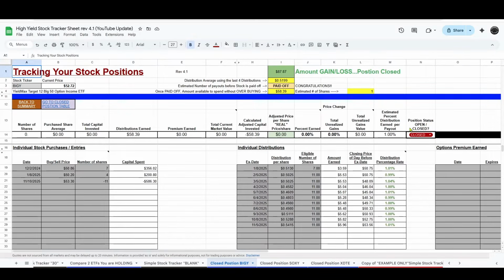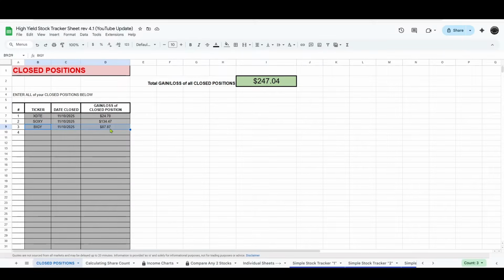Once I change that status to closed and I've sold all of my shares of that position, you'll see I have 0 shares and everything is pretty much zeroed out. But once you change that position to closed, it will then populate what that amount of gain or loss is on that closed position. This is the amount that you would take and enter into that closed position table. And once you change this to closed, there will be a button here that highlights, and you can simply click it and it'll take you straight to the closed position tab. And that's exactly where you would enter in that information.